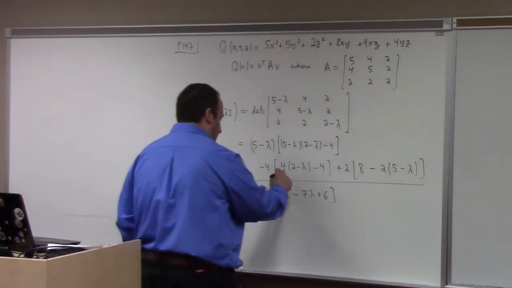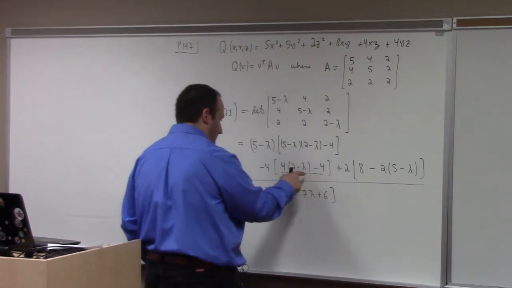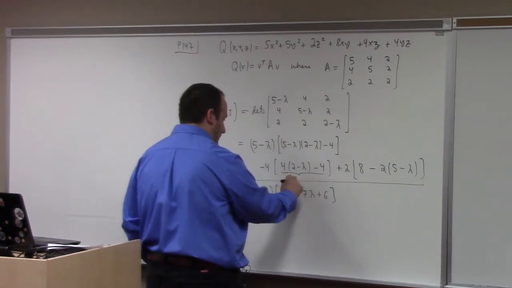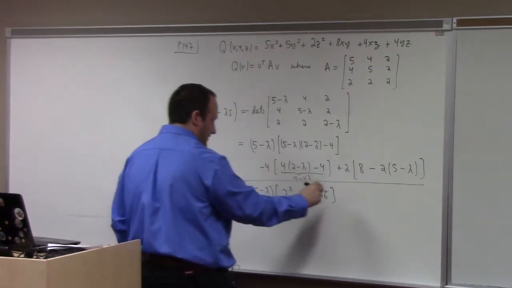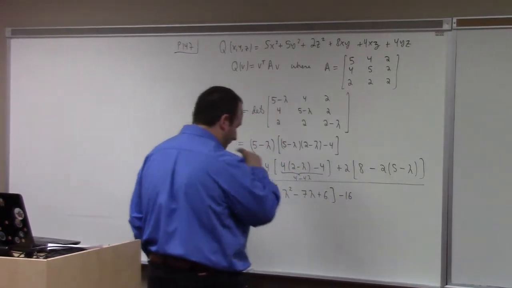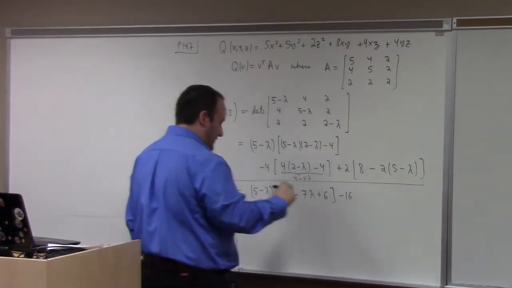All right, so before I multiply that out, what does that simplify to? That simplifies to 8 minus 4, which is 4 minus 4 lambda. So this whole thing gives me minus 16 plus 16 lambda.